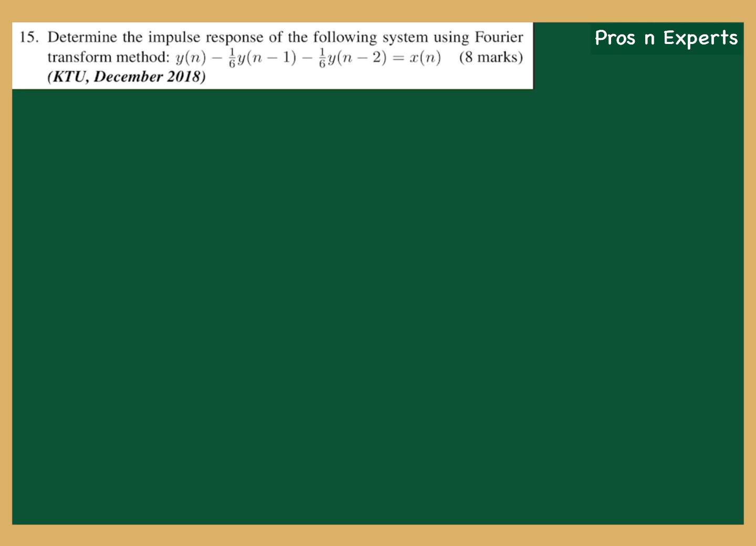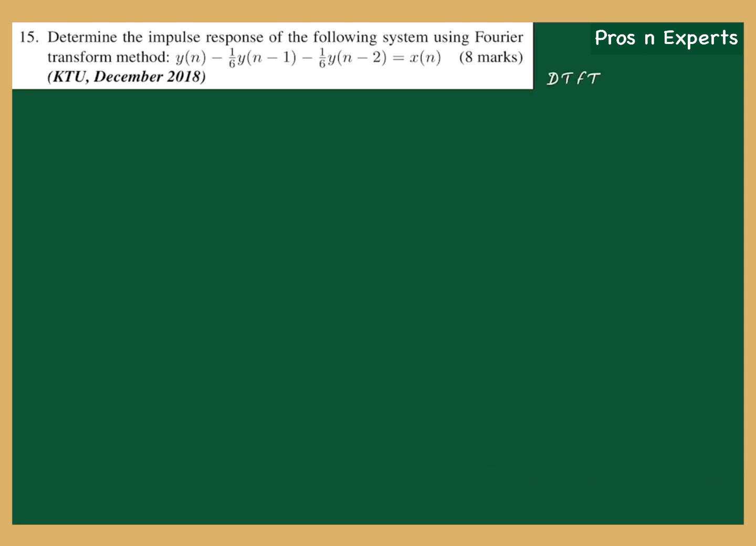And here comes the next question. Determine the impulse response of the following system using Fourier transform method. You are given a difference equation connecting y of n and x of n. Okay, so in here you have given a discrete time signal. That means the Fourier transform they are intending is nothing but discrete time Fourier transform, DTFT.